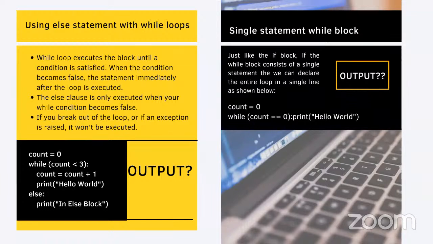Okay, so those who are saying 3 times hello world, then in else block, are absolutely correct. The reason is, we just did the while loop. We are incrementing the value of count and printing hello world 3 times. And then when this statement is false, that means when count is equal to 3, 3 less than 3 is false, then we will go to the else block and print in else block. Is this question clear to all of you?